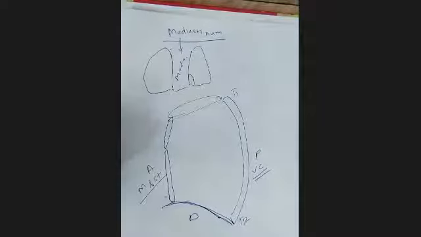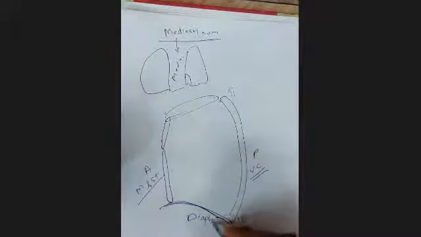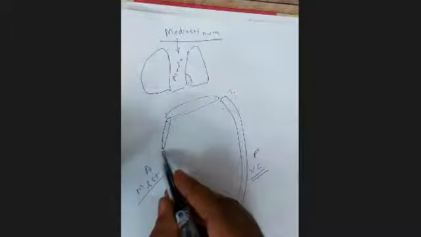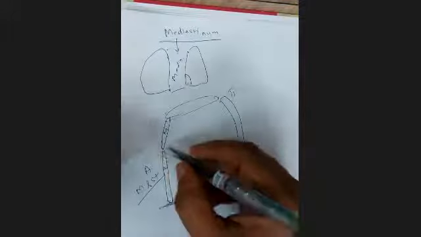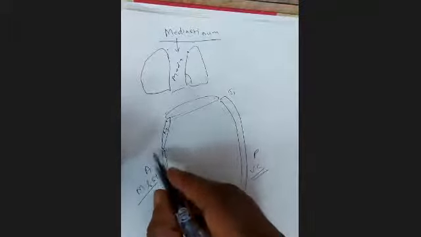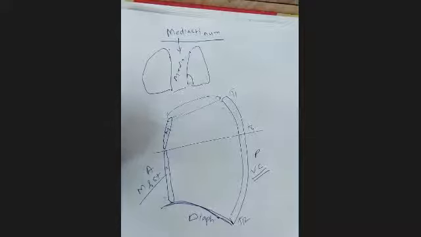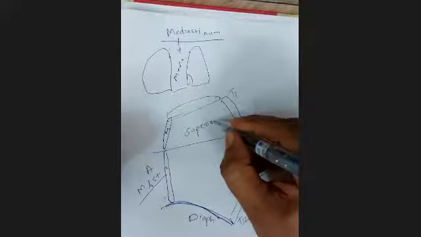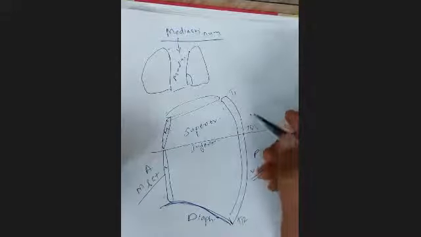Superiorly is the plane of the thoracic inlet, and inferiorly is the diaphragm. Now, this angle between the manubrium and the sternum is the angle of Louis, the manubriosternal angle. It corresponds to T4 vertebra. And this divides the mediastinum into superior mediastinum and inferior mediastinum.